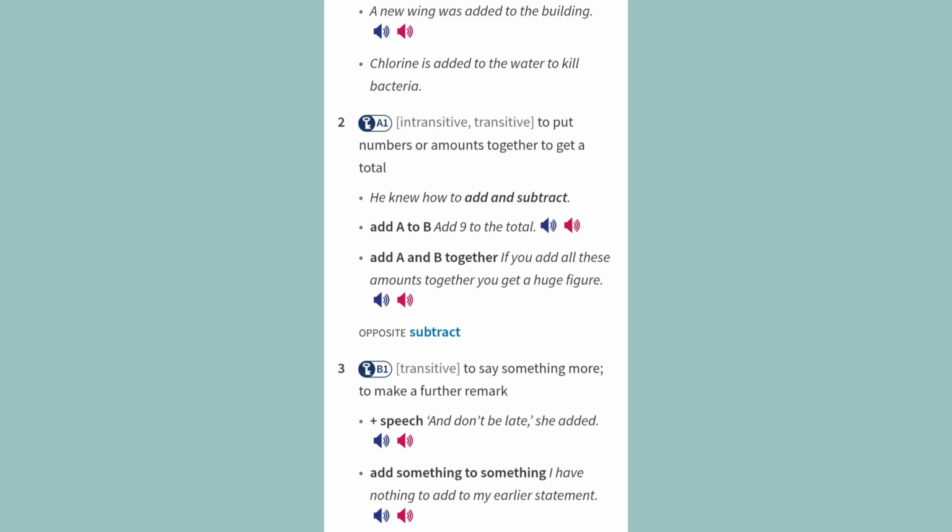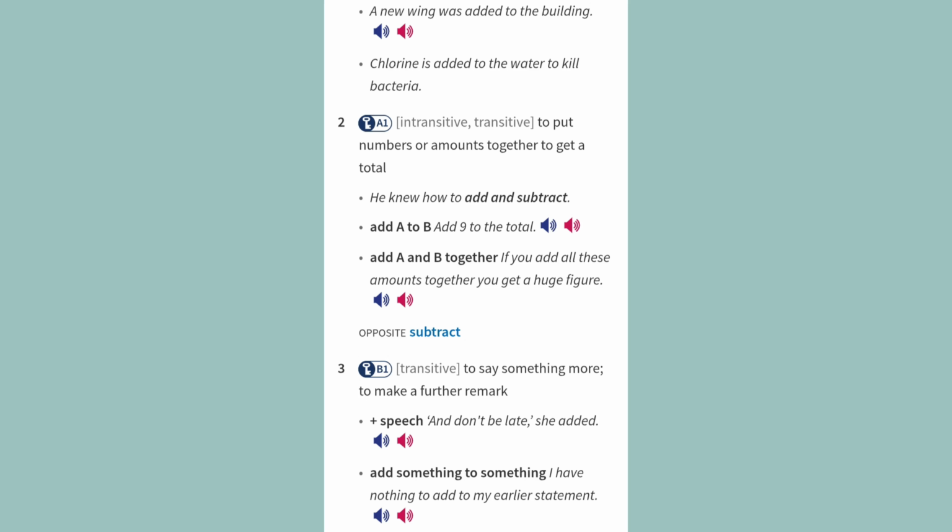2. Intransitive, transitive, to put numbers or amounts together to get a total. Examples. He knew how to add and subtract. Add A to B. Add 9 to the total. Add A and B together. Example. If you add all these amounts together you get a huge figure. Opposite: subtract.